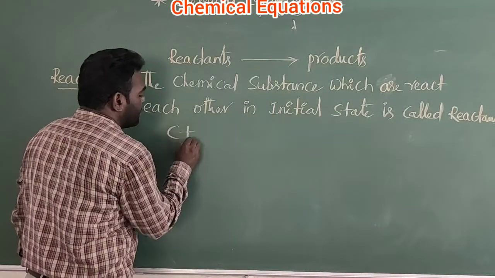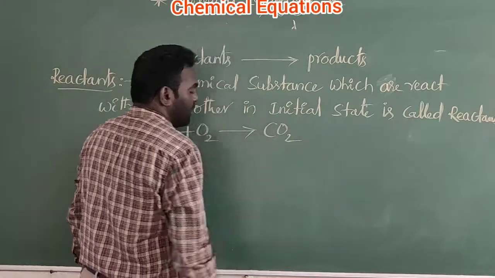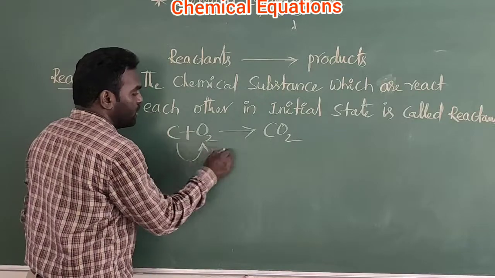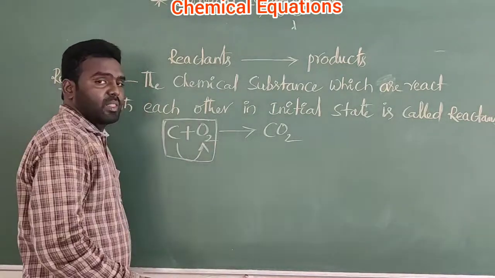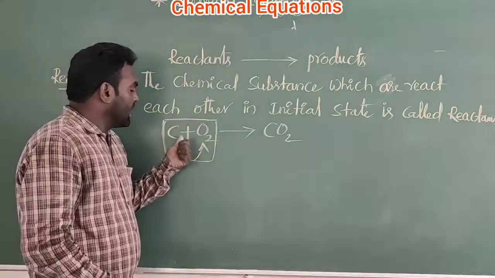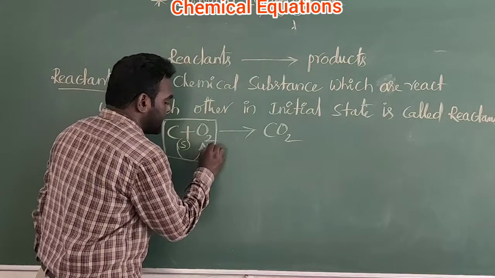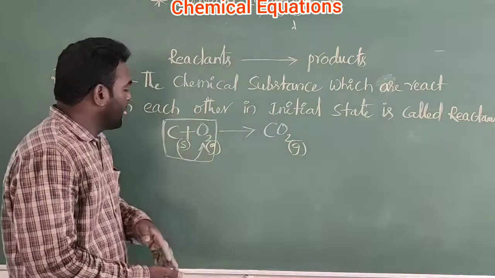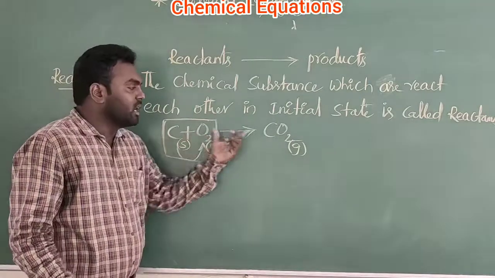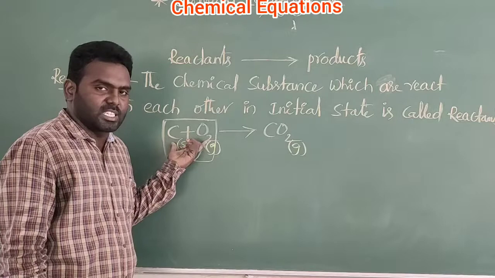Here, carbon burns in the presence of oxygen and produces carbon dioxide. This is the initial state of the reaction. In the initial state, carbon is a solid material and oxygen is a gaseous material. The carbon dioxide is also a gaseous material. So initially only these two reactants participate.